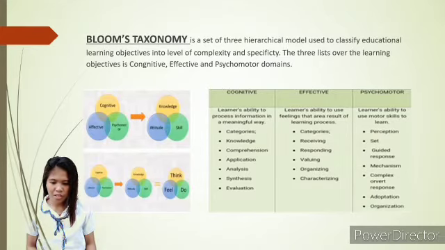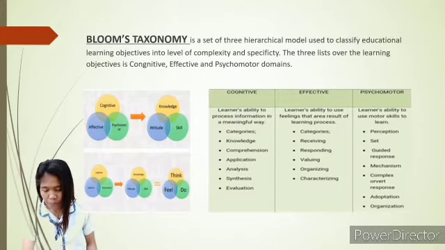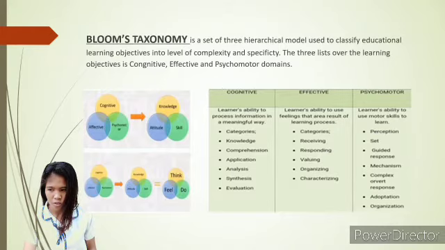Bloom's taxonomy is a set of 3 hierarchical models used to classify educational learning objectives into levels of complexity and specificity. The 3 lists of the learning objectives are the cognitive, affective, and psychomotor domains. Below is the illustration that describes the 3 domains of learning under Bloom's taxonomy.